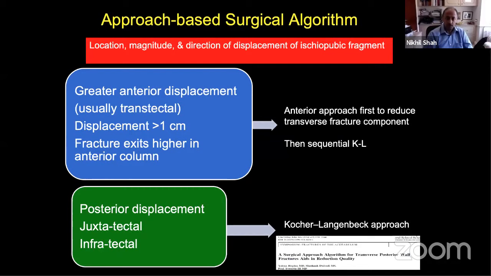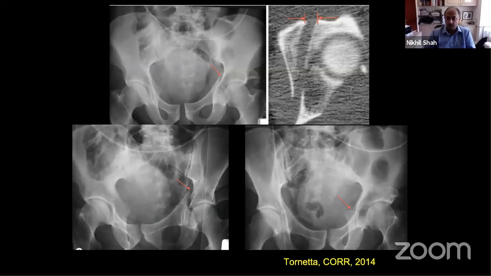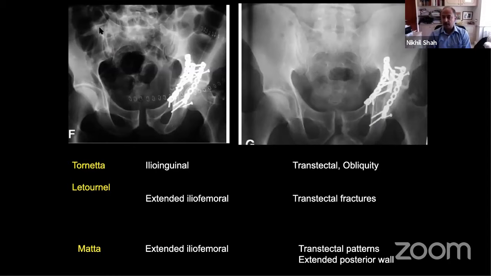Now, this was described nicely in an approach-based algorithm that was given by Dr. Tornetta in his paper. He described how if your anterior displacement is more than 1 centimeter, and the fracture is exiting higher in the anterior column, he would perform an ilioinguinal approach first and then a Kocher-Langenbeck approach. And if these criteria were absent, then you could directly go for a Kocher-Langenbeck. These are images that I've taken from Dr. Tornetta's paper, and I think we saw these images in one of the previous talks as well. You can see how he nicely points out the exiting of the fracture much higher up anteriorly and the displacement of the anterior column fracture. These were treated sequentially, first anteriorly and then posteriorly. And again, this image is from Dr. Tornetta's paper, and you can see a good anatomic reduction using the sequential approach.